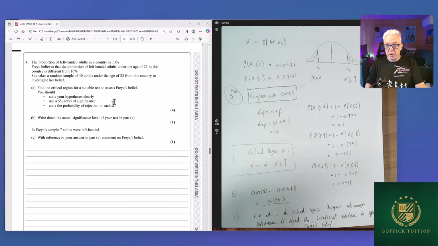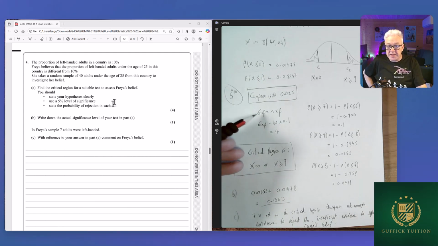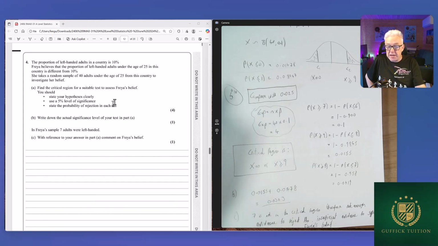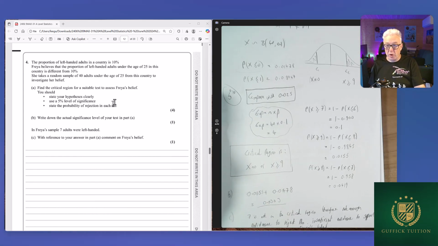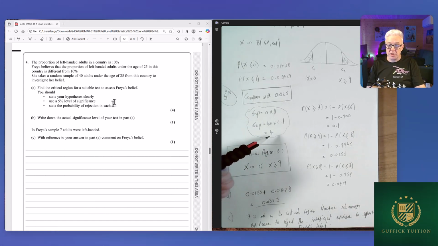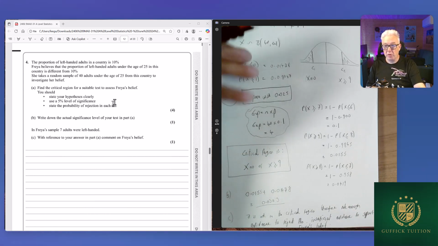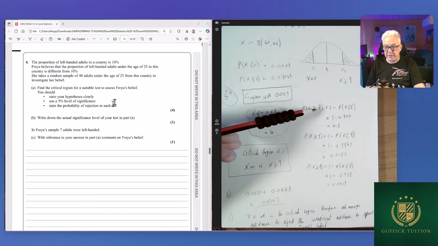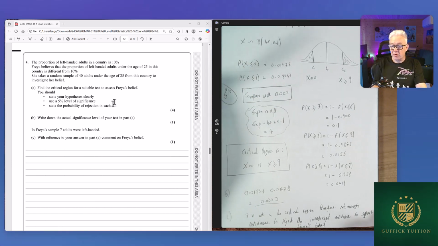So if you want to know what value should I pick, the expected value is n times p. So n in this case is 40 and the probability is 0.1. So n times p is going to be 40 times 0.1, so 4. So I should pick values that are bigger than 4 over on the right-hand side of the distribution. So I've just picked 7. So I've said probability of x is greater than or equal to 7.